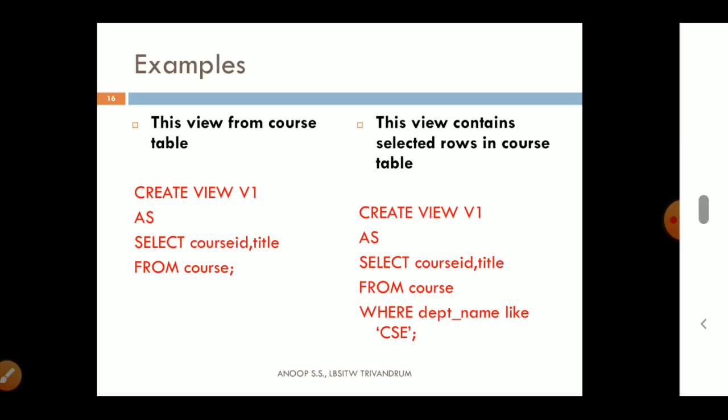In the third example, only the course ID and title of the CSE department is available as view v1. That means the number of columns as well as the number of rows are reduced. The entire course table is not available, but only selected attributes for selected rows. Selected columns and selected rows are available as view v1.